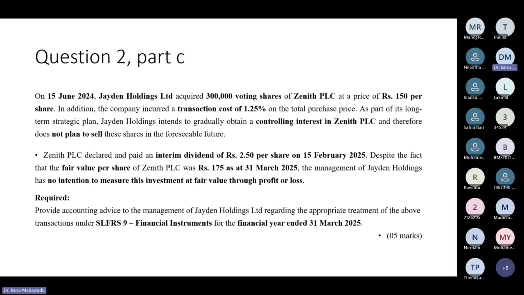Zenith PLC declared and paid an interim dividend of 2.5 on 15th of February 2025, and the fair value per share was 175 as at 31st March 2025.